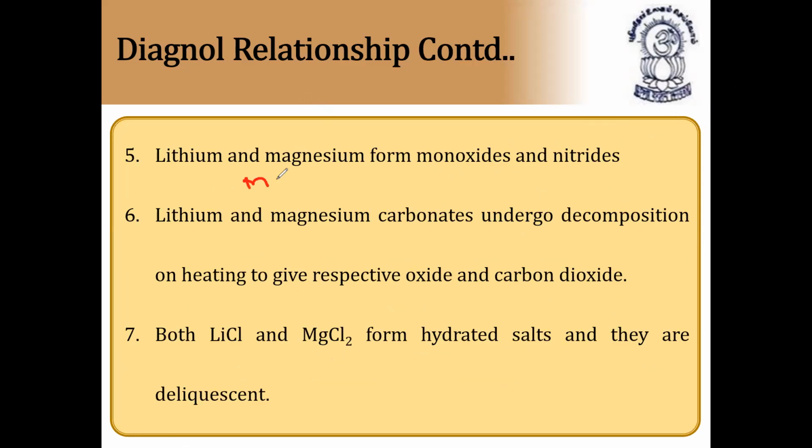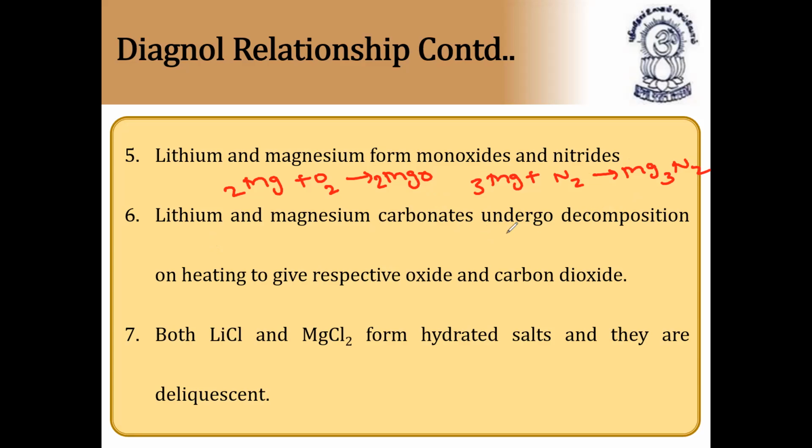For example, magnesium when burnt in oxygen forms magnesium oxide: 2 Mg plus O2 gives us 2 MgO. Similarly, magnesium combines with nitrogen and forms magnesium nitride: 3 Mg plus N2 gives us Mg3N2. So in both cases, lithium also forms oxide as well as nitride.